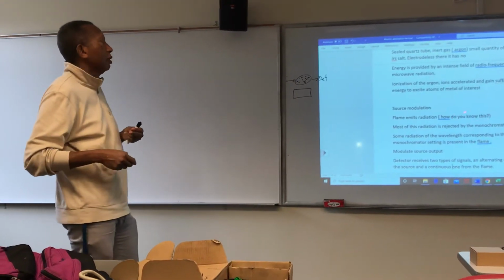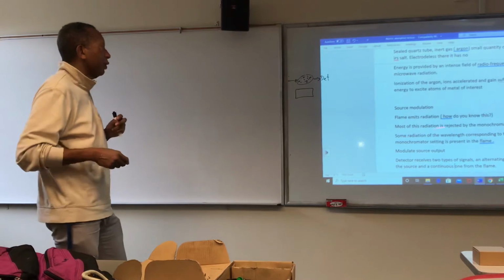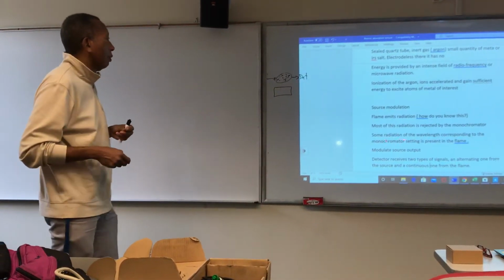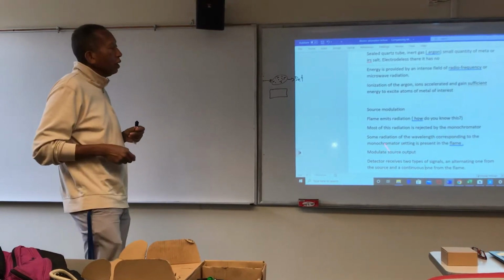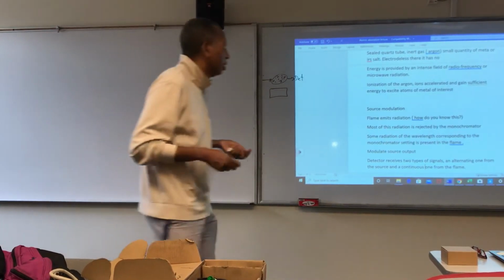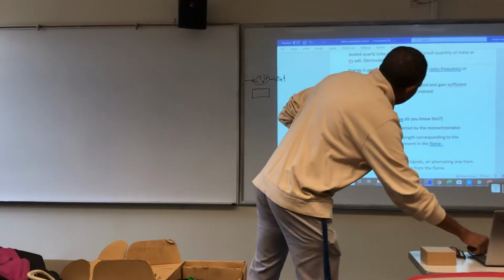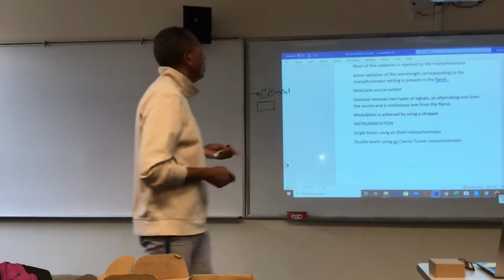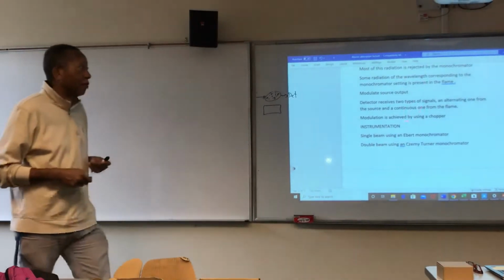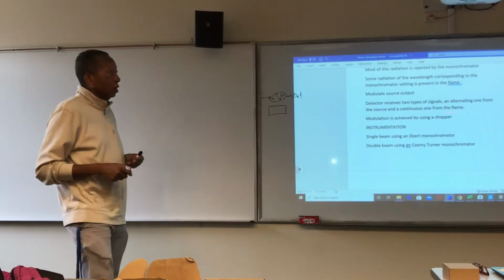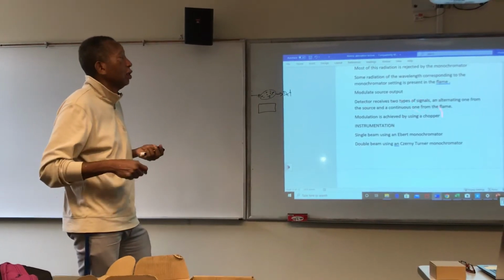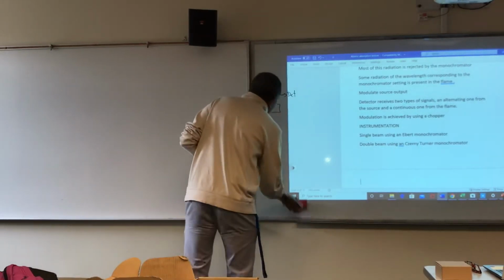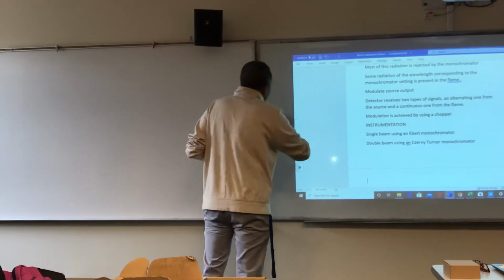We know the flame emits radiation. We know already most of the radiation is rejected by the monochromator. So to modulate the output is to just put a frequency dependence on the output. And when we modulate, the detector receives two types of signals: an alternating one from the source and a continuous one from the flame. We spoke about that like half an hour ago.